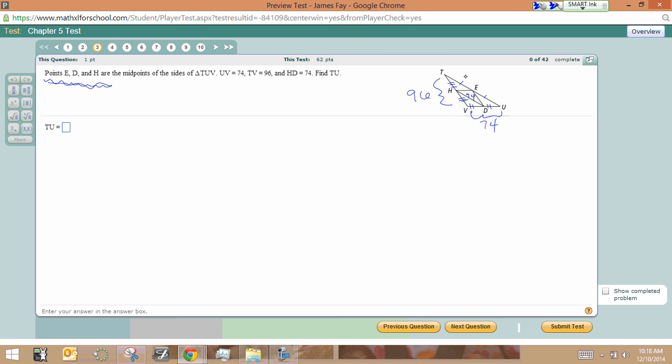Okay, I want you to find TU, which is that segment there. Well, all you gotta do is, because that is parallel to HD, we know HD is equal to half of TU, or 2 HDs should equal 1 TU. So if HD is 74, 2 of them should equal what we're looking for. So 74 times 2 is 148.